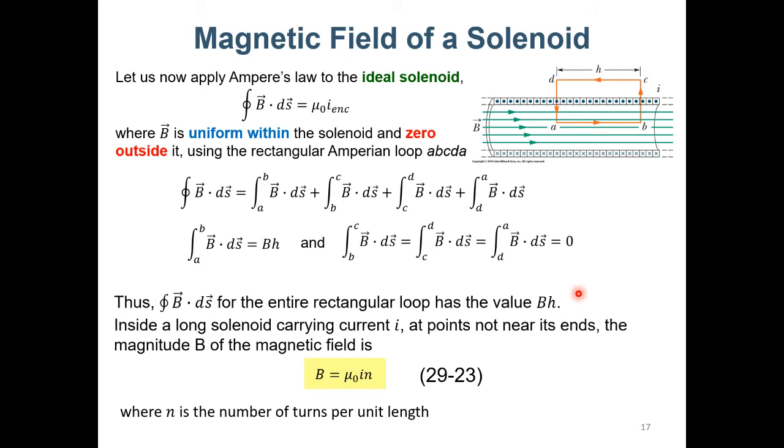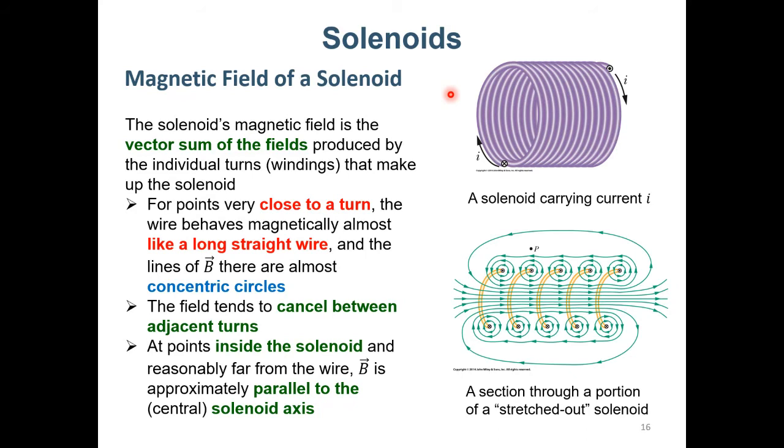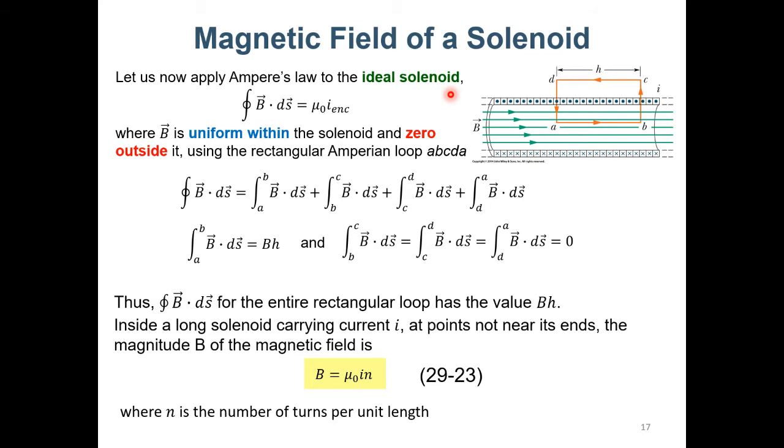So on the last page, we know the direction of the B field, and now we want to know the magnitude of the B field, and we can make use of Ampere's law. So let us apply Ampere's law to the ideal solenoid, and we try to cut it in a cross section. So we have a solenoid like this, and we cut it in this direction, so that we can only see current going out of the page and going into the page for every winding.